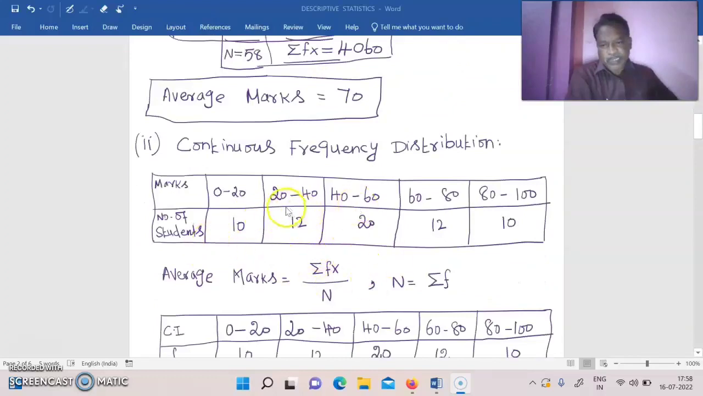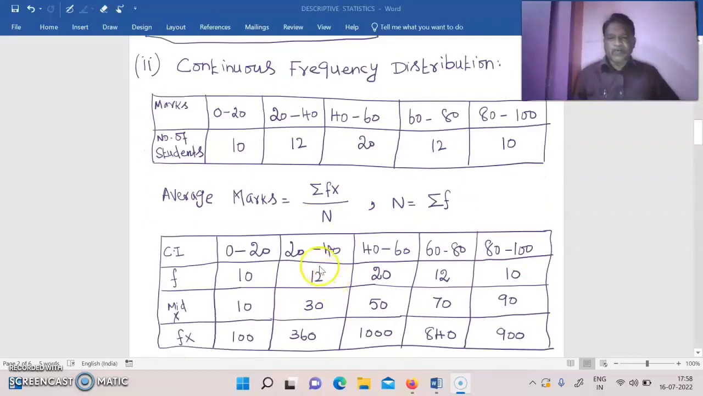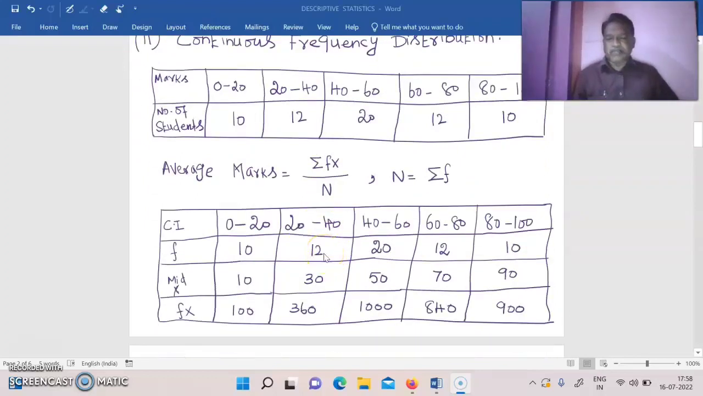To calculate the arithmetic mean for this data, again the formula is summation fx by n, the same formula as for the discrete case. For this we have to frame the table, either column wise or row wise. I frame the table row wise. In the first row I write class interval, in the second row frequency, in the third row mid-x, and in the fourth row f into x.